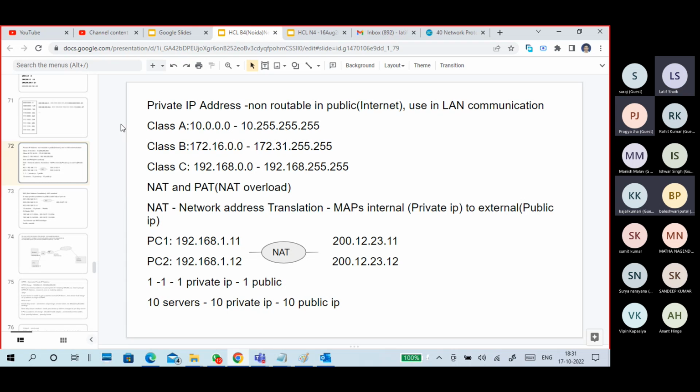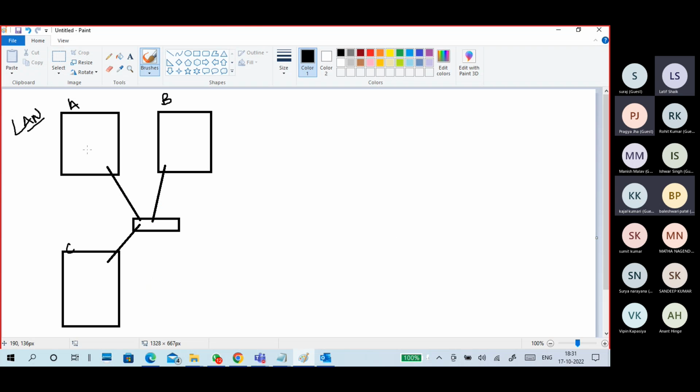In class C, it is 192.168 kind of stuff. You can see 192.168.0.0 is a class C private IP address. That's why when you see anyone's network, generally home networks, we have seen 192.168 and then 1 dot or 0 dot or 2 dot kind of stuff only. So to communicate within the LAN, private is enough because you don't need to pay for anything. For example, guys, this is the server.